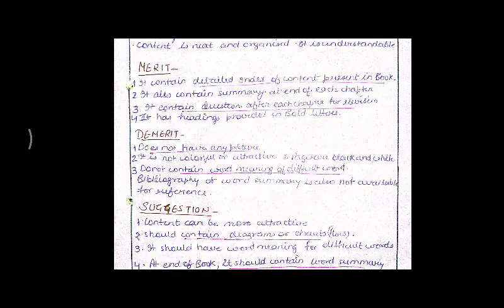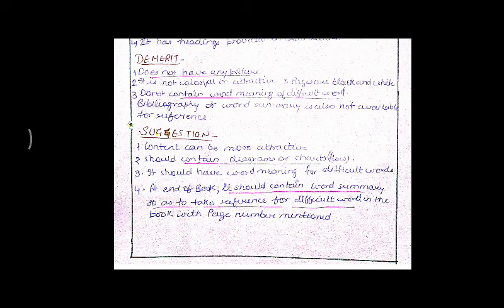Merits, that is, containing the detailed index of the content, and demerits is that it also does not have any pictures and word meanings for difficult words. In suggestions you can say that for demerits we can make a suggestion and write that we should have made this thing better. You can pause the video and write it down.